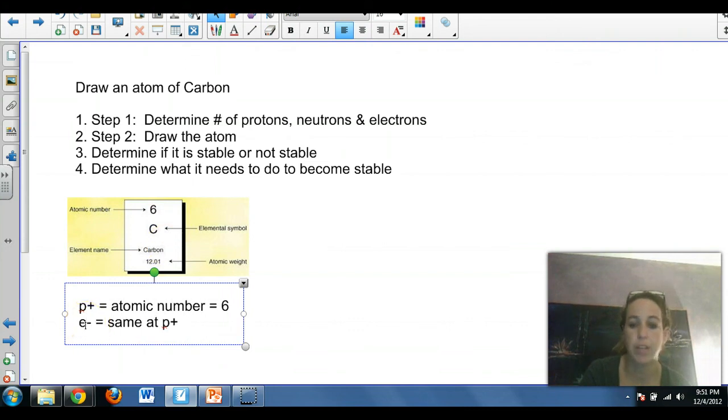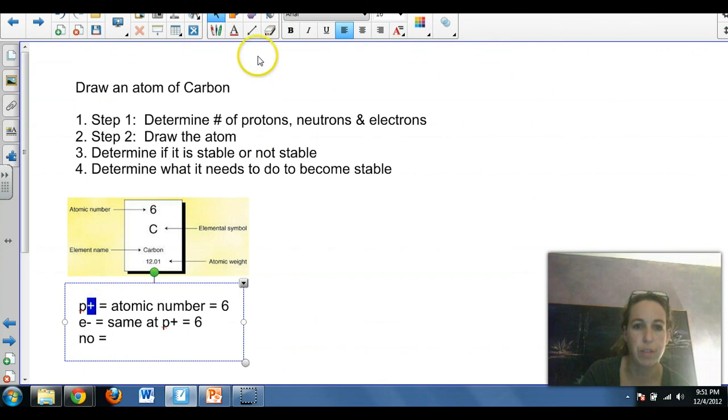So how many electrons would carbon have if it's the same? Right, 6. And then to get neutrons, these are all superscripted, so make sure you do that on yours. Let me do that real quick. I'll just take a second.